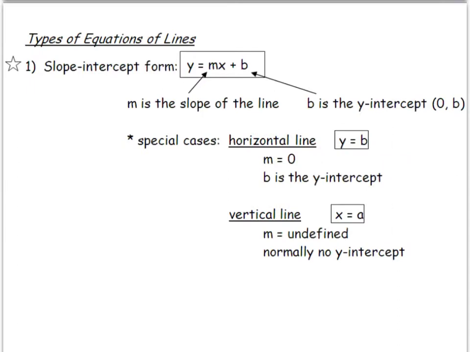So now we're going to take a look at the different types of equations for lines, and there are actually 2 of them that we're going to cover. The first one you've covered before in algebra, and it's the slope-intercept form. And slope-intercept form is in the form of y equals mx plus b.